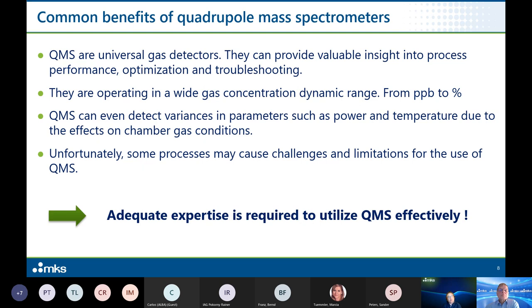Right. So which are the benefits of quadrupole mass spectrometers? QMS systems are universal gas detectors. They can be used for different purposes: performance, characterization, optimization, troubleshooting of processes. They're operating in a wide concentration range or dynamic range, from ppb to a high percent level. They can detect variations in other critical process parameters like power, temperature changes, or other gas condition changes. But unfortunately, some of the processes can also cause challenges and limitations for the use of QMS. And therefore, I think we always suggest to use some expertise from us or from other QMS experts to use the QMS system in the right way and in an efficient way.